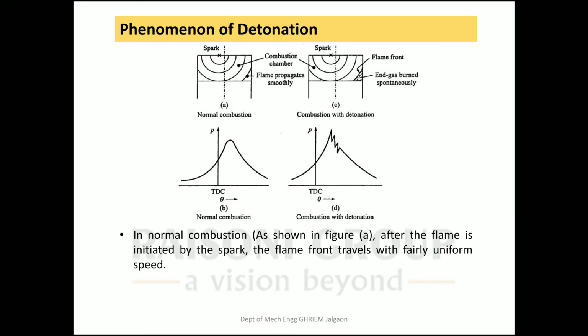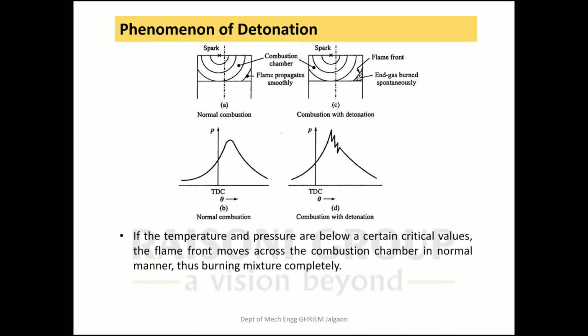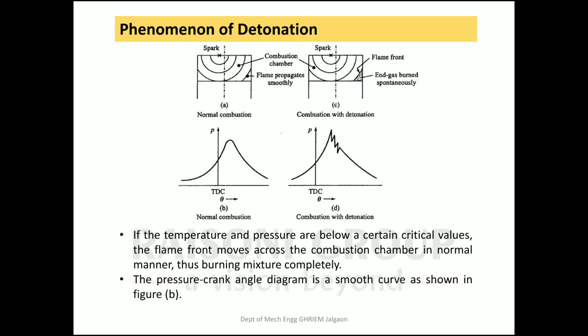The end gas receives heat due to compression by the expanding burned gases and by radiation from the advancing flame front. If the temperature and the pressure are below certain critical values, the flame front moves across the combustion chamber through the unburned charge to the farthest point of the chamber in the normal manner, thus burning the mixture completely. The pressure and crank angle diagram is a smooth curve as shown in figure B. We can see in figure B that the pressure and crank angle diagram has no deviations. It is a smooth curve.